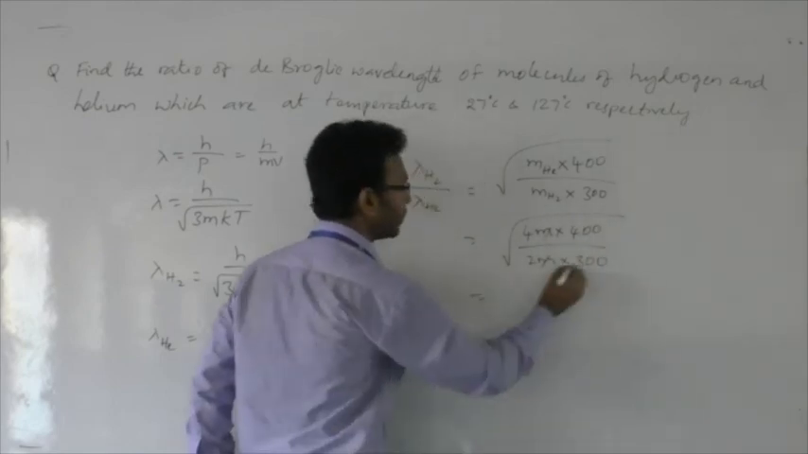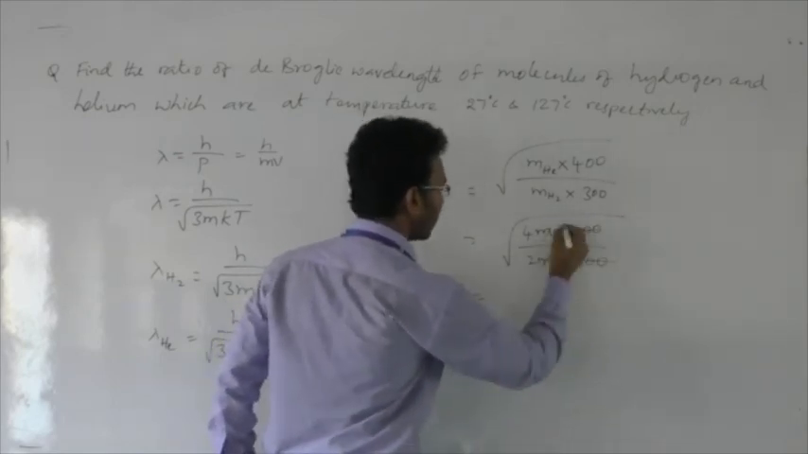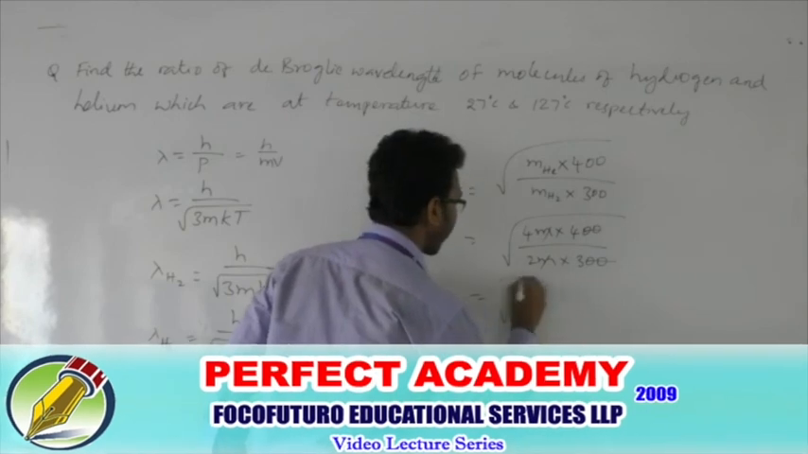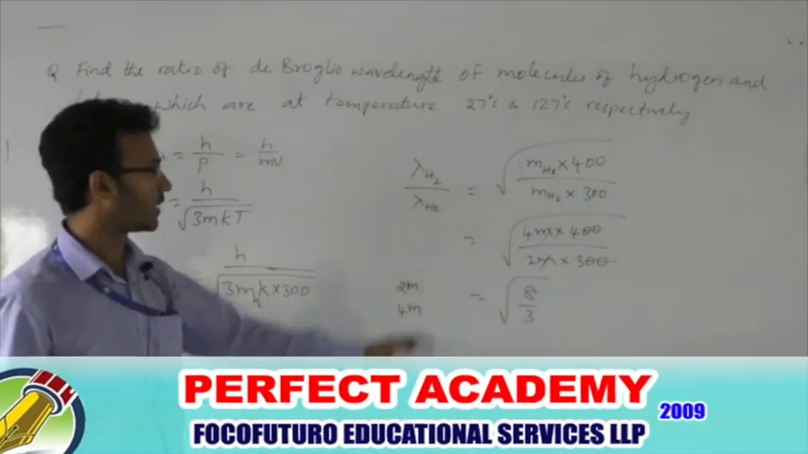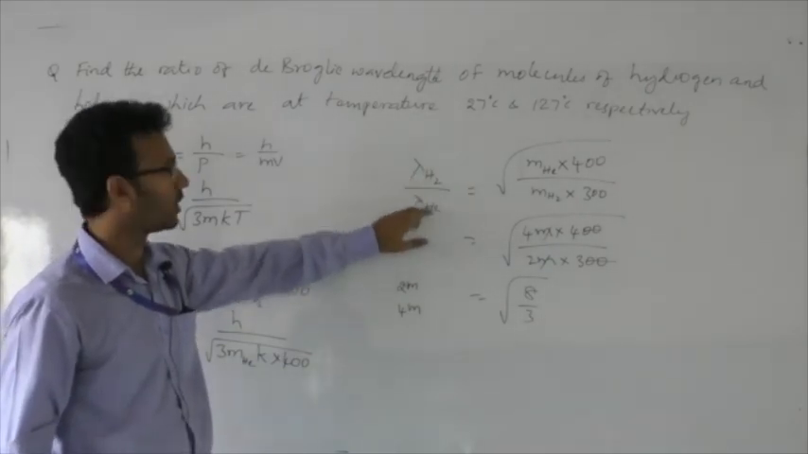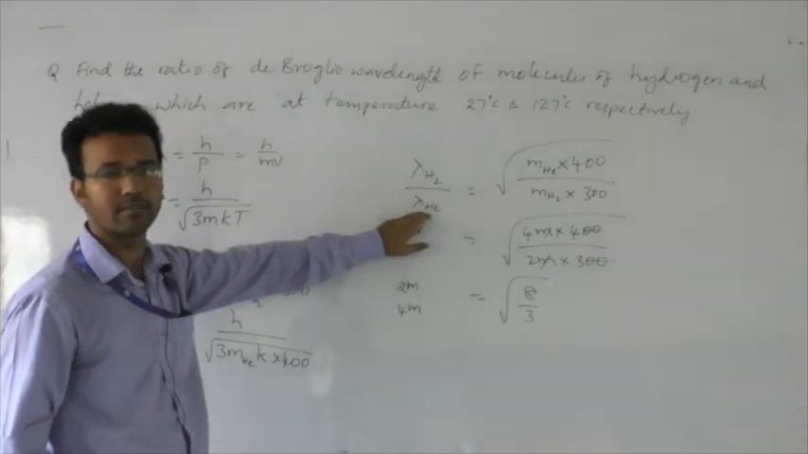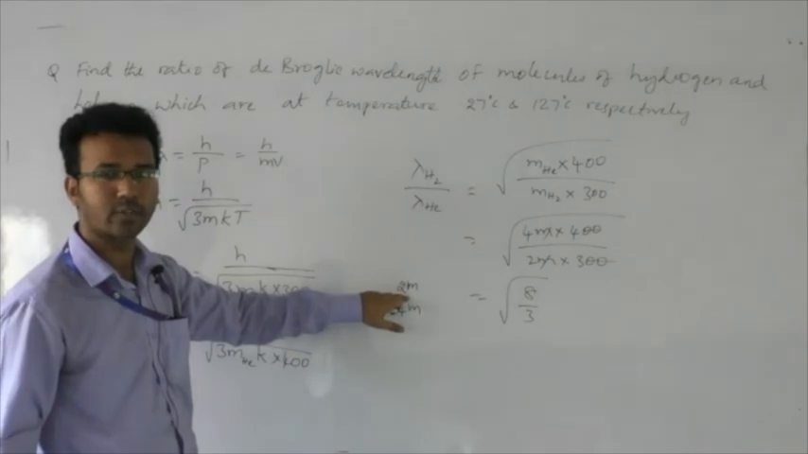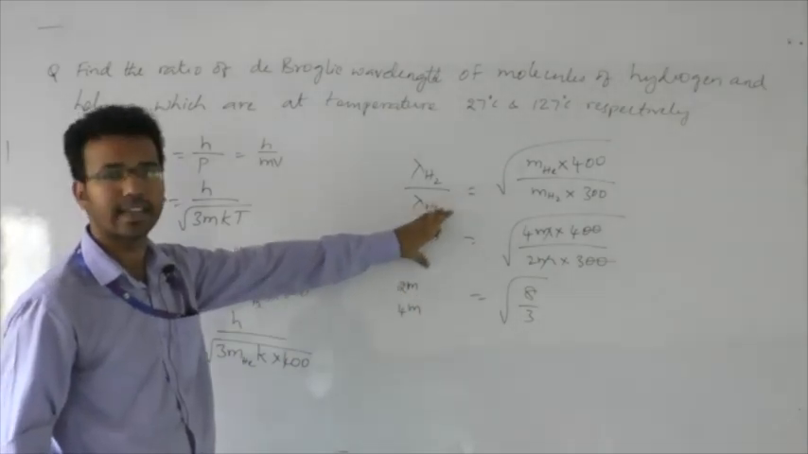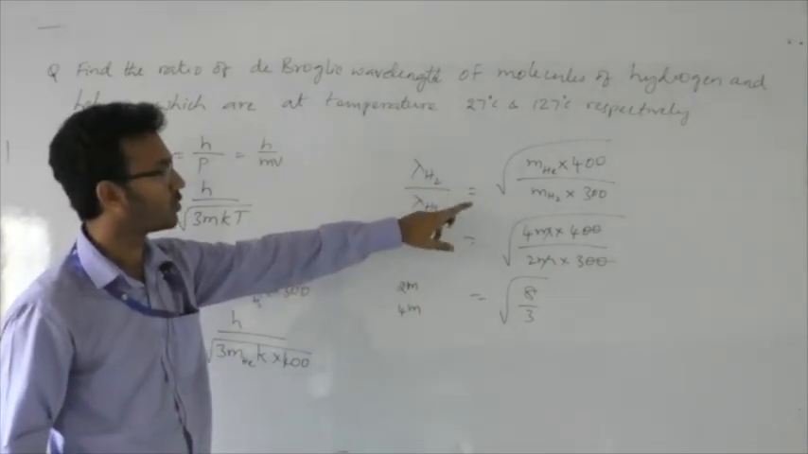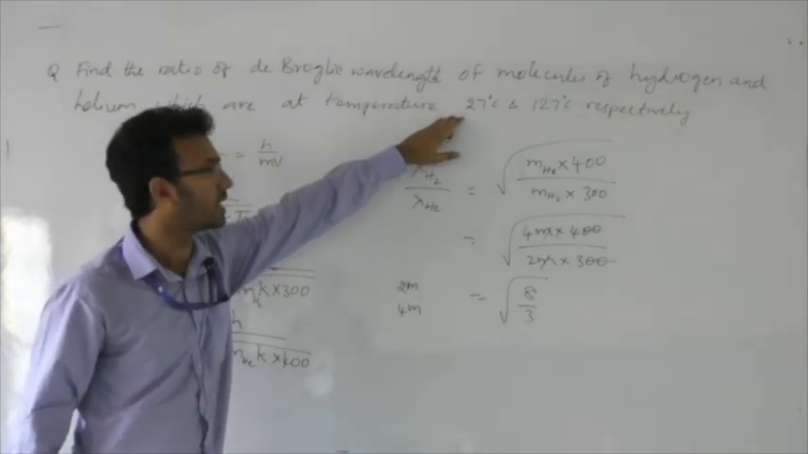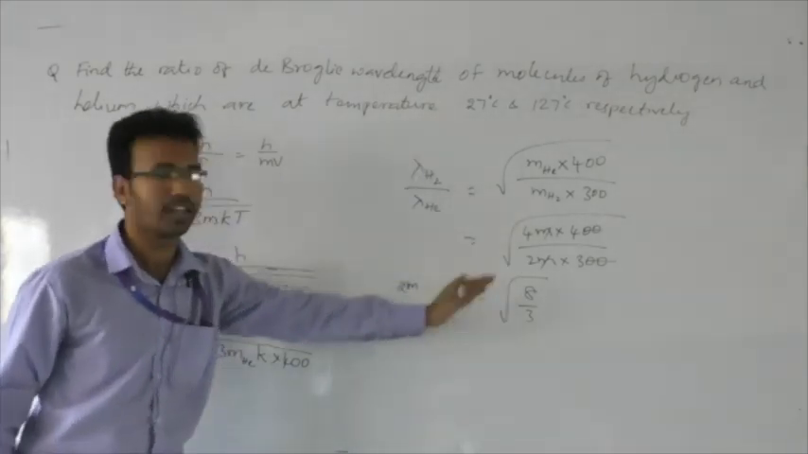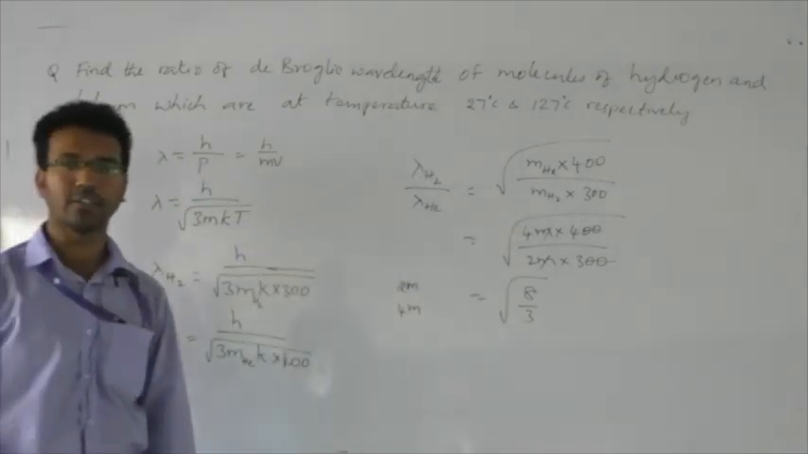Now this equals root of 8 by 3. This is the ratio of the wavelength for the hydrogen molecule and the wavelength for the helium molecule. This is how we proceed. We just have to remember the mass of hydrogen as well as the mass of helium. Then the temperature always has to be converted into Kelvin, not degrees centigrade. We'll continue this in the next lecture.